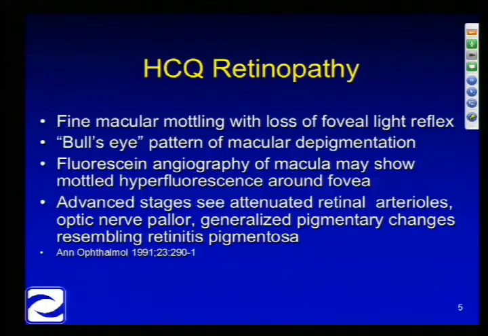In the early stages, when you look inside the eye, you just see a little mottling of the pigment of the macula. In the full-blown hydroxychloroquine toxicity, you see a bullseye pattern of depigmentation of the macula, and I'll show a photo of this in just a second. Sometimes we'll do fluorescein angiography to pick up the early stages, where we inject fluorescein dye into a patient's vein, and you can see hyperfluorescence caused by the absence of pigment around the macula. In advanced stages, you can see that the retinal arterioles are damaged, the optic nerve can become pale, and you can see some generalized pigmentary changes resembling retinitis pigmentosa.